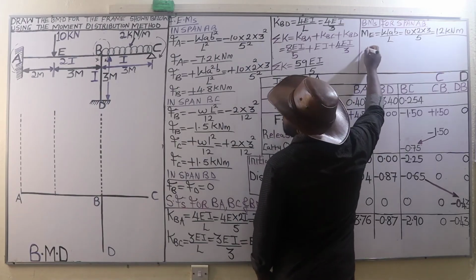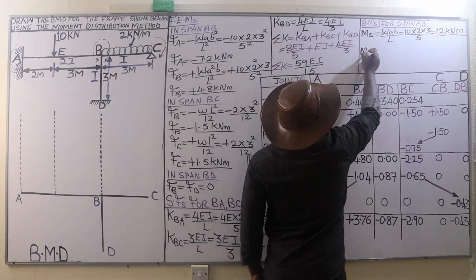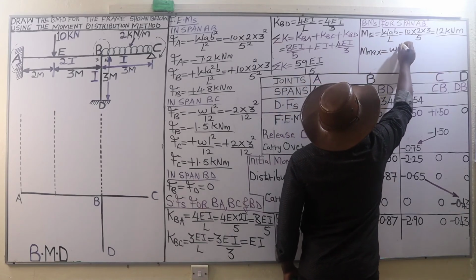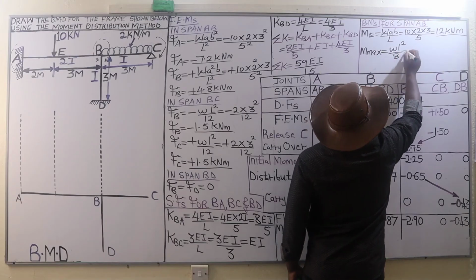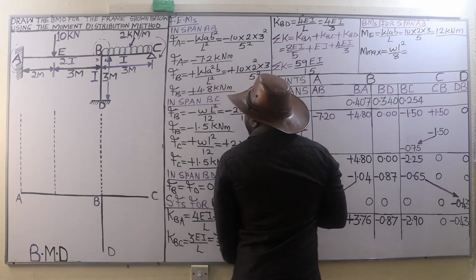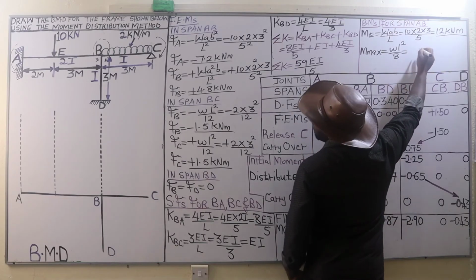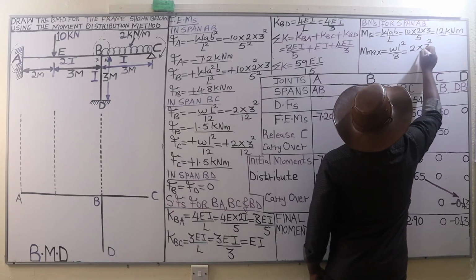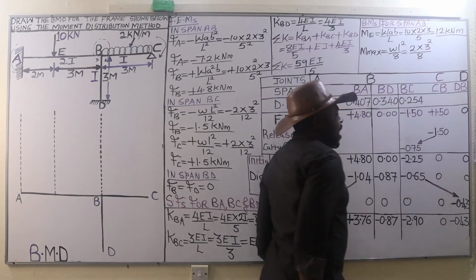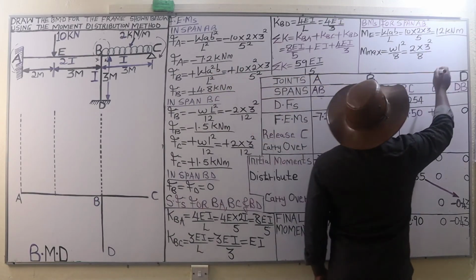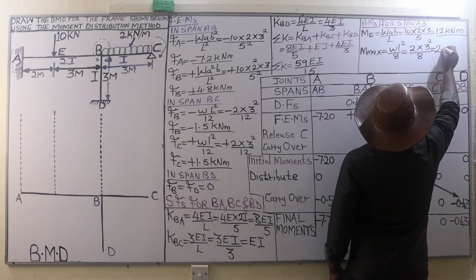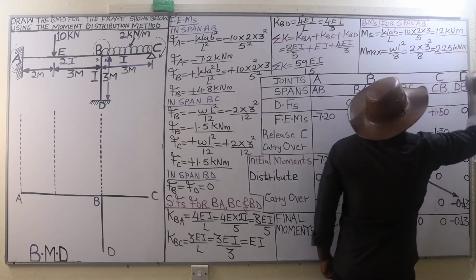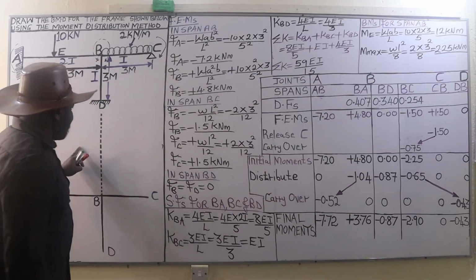Then we go to the span BC and we determine the maximum bending moment. It will be given by WL squared divided by 8, since that span is loaded with a UDL. So this will be given by UDL of 2 kilonewtons per meter multiplied by the span 3 meters, squared, divided by 8. And when we do so, that's going to give us a bending moment of 2.25 kilonewton meters. So we are now good to go and plot our bending moment diagram.